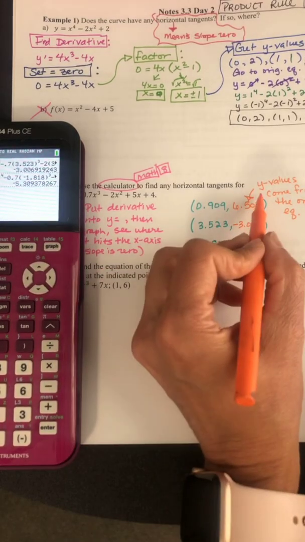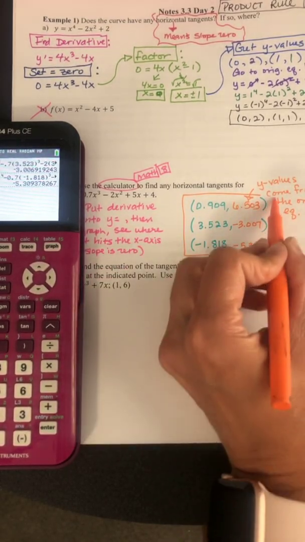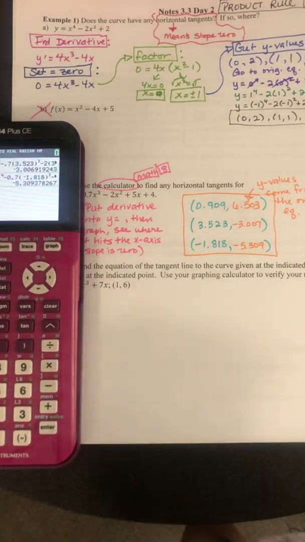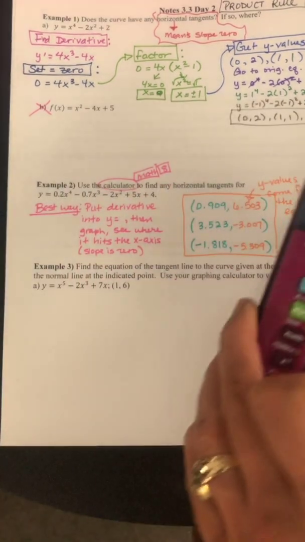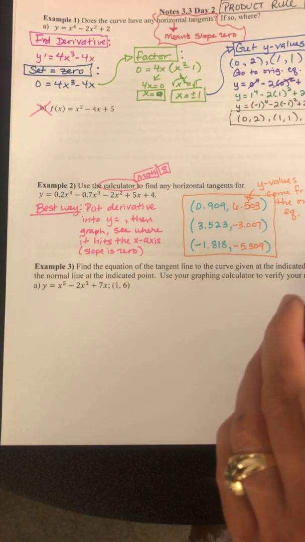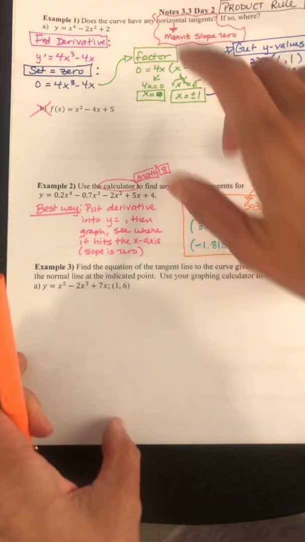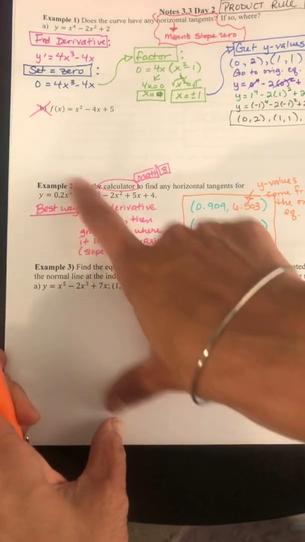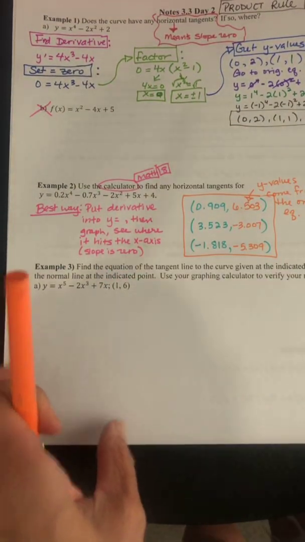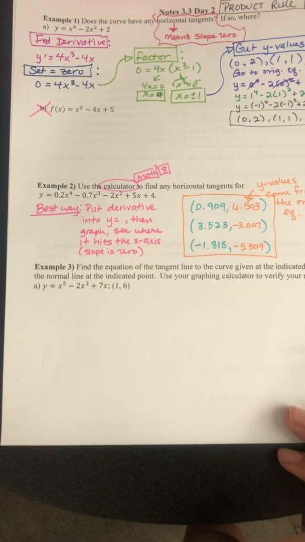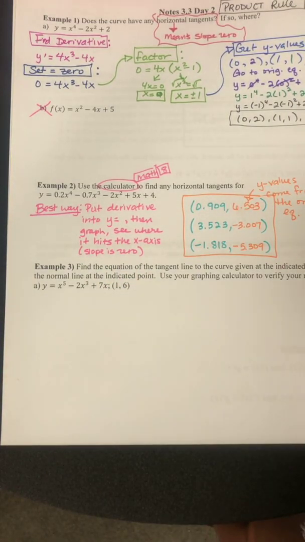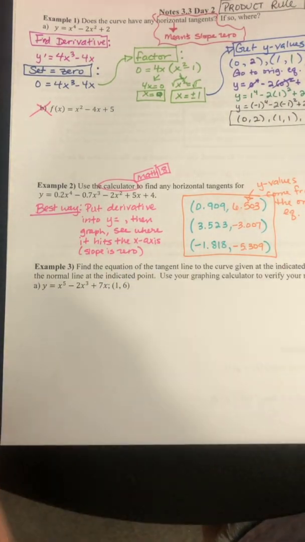Okay, and then here's finding the horizontal tangents using our calculator. Honestly, I think it might be faster to do it this way, but when you're dealing with decimals, you know it's not going to factor pretty, so these ones, it's just best to use a calculator. That would be a calculator problem, okay?